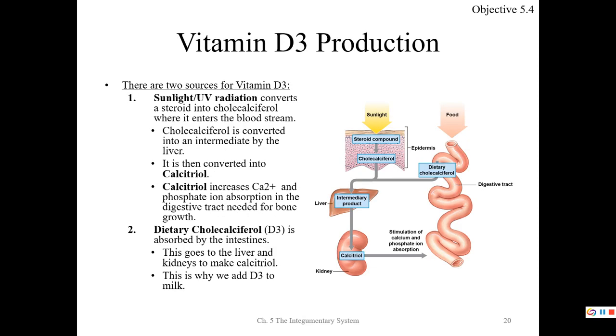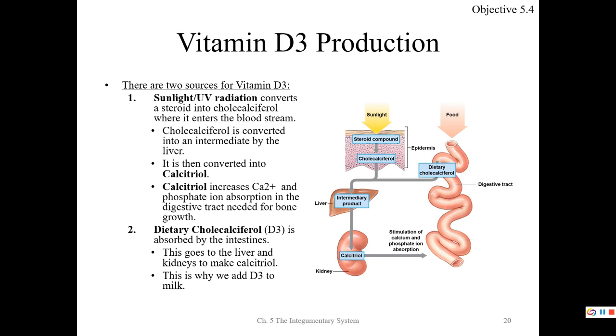One of the things we have is vitamin D3, a vitamin that we need to talk about. This is the sunshine vitamin. It can be produced by sunlight or UV radiation, where we take a steroid and turn it into cholecalciferol. It enters the bloodstream. Cholecalciferol is converted into an intermediate by the liver, then gets converted into calcitriol by the kidneys. Calcitriol increases calcium and phosphate ion absorption in the digestive tract, so that you can use it to build bone, make stronger bone.